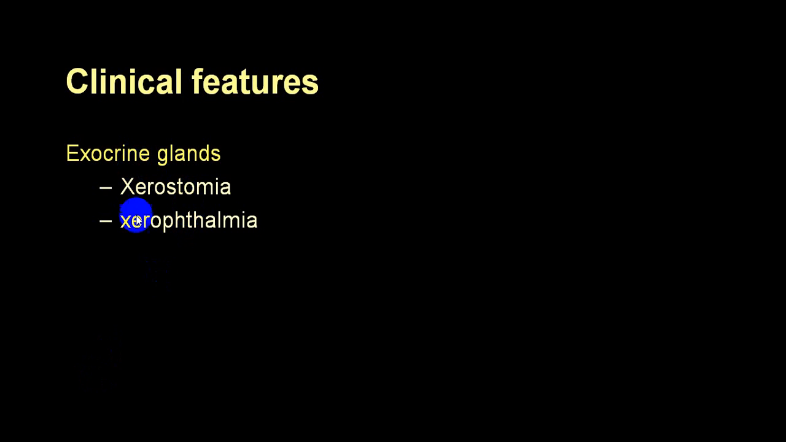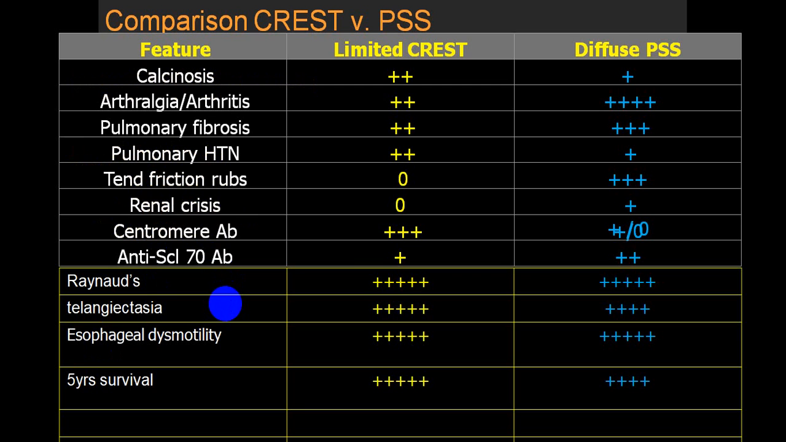Exocrine gland involvement can give rise to xerostomia and xerophthalmia, which is part of Sjogren syndrome. There are two terms commonly utilized: limited cutaneous and diffuse cutaneous systemic sclerosis. And these are the findings.